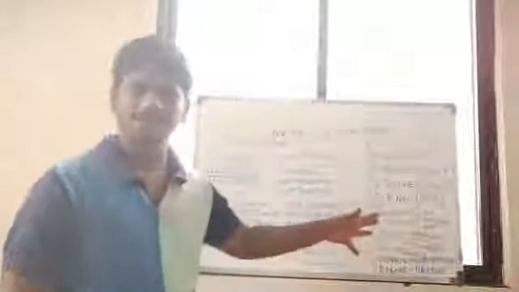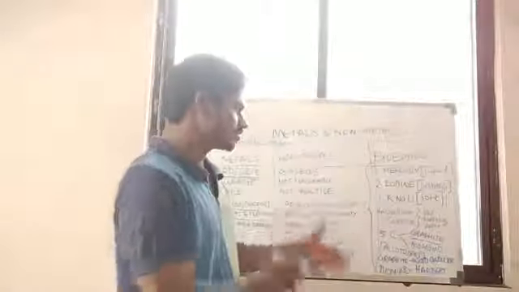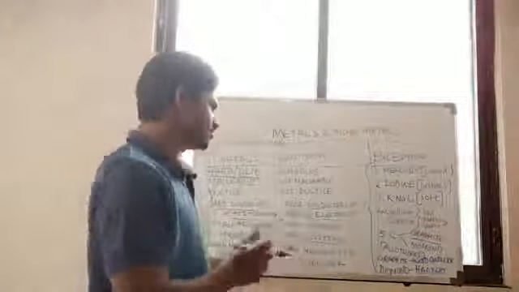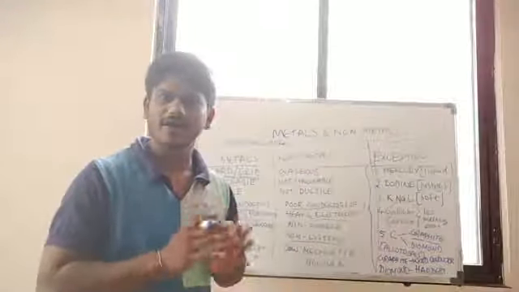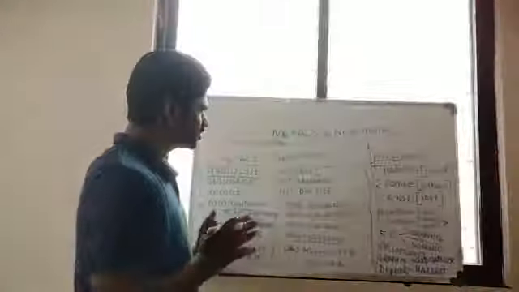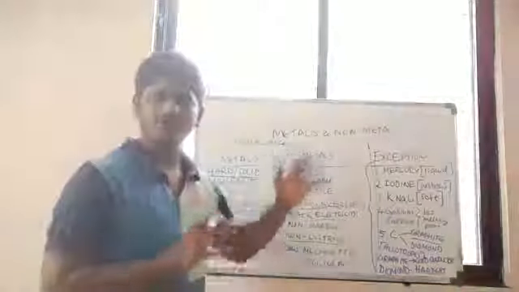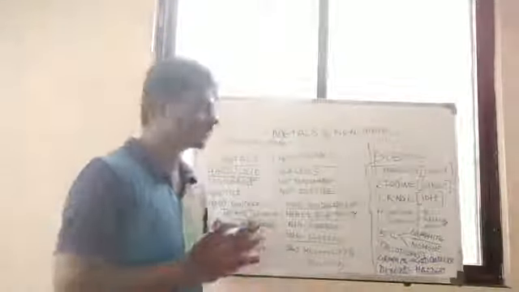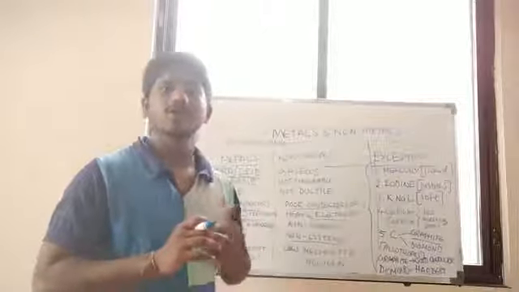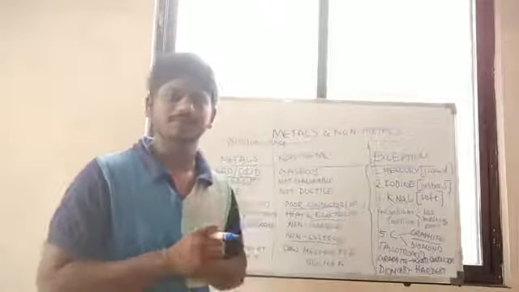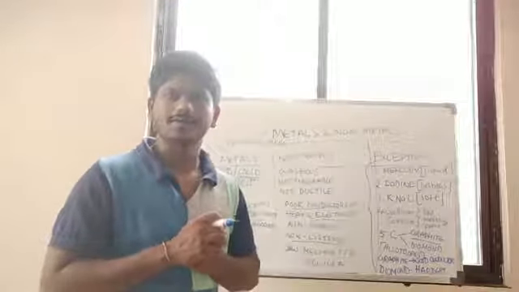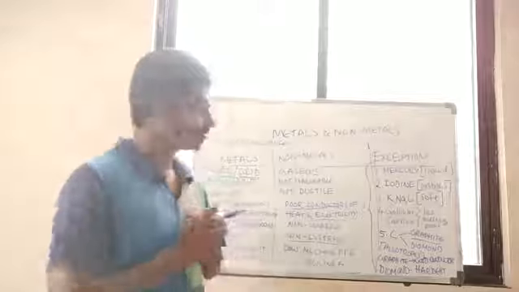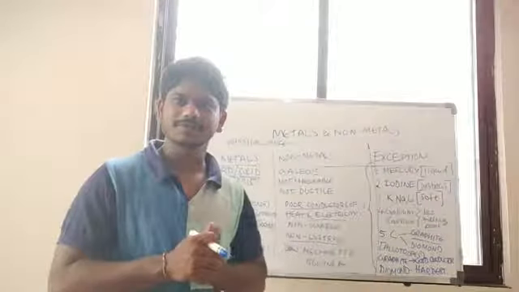Therefore, because in nature there are so many exceptions, it is not possible to differentiate metals and non-metals solely based on physical differences. We should also look at their chemical properties and then give the properties of metals and non-metals. That we shall study in the next video.